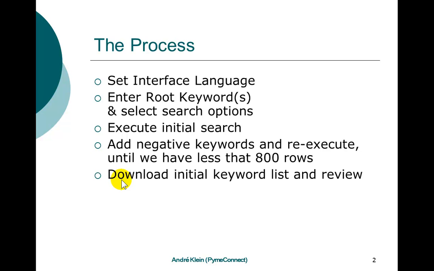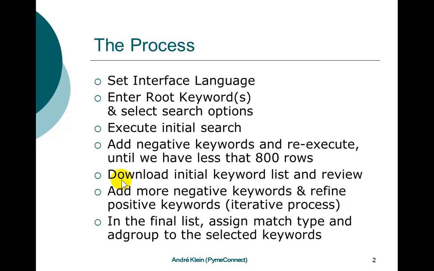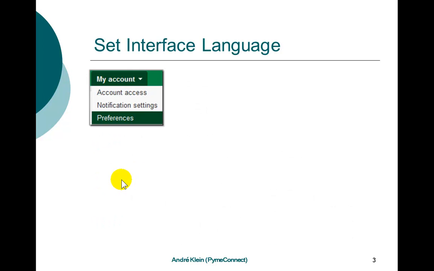We'll then download our initial keyword list and review, and based on the review add more negative keywords and refine the positive keywords. This is really an iterative process. And then finally we will assign the match type and the ad group to the selected keywords. So let's go into more detail.